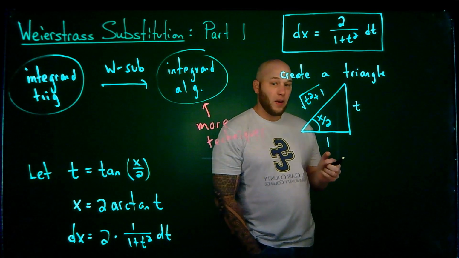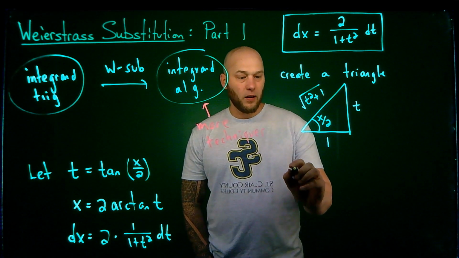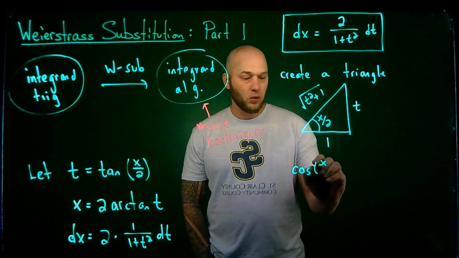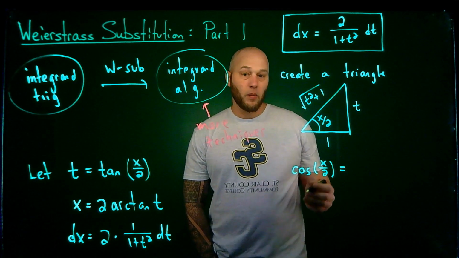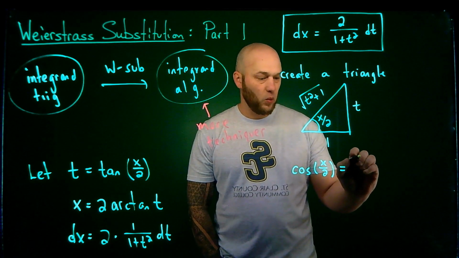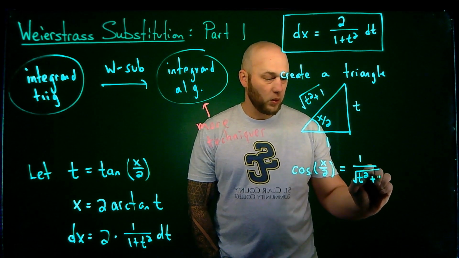Now from this I can find the sine and the cosine of x over 2. In particular, I can find that the cosine of x over 2 is, remember cosine is adjacent over the hypotenuse, so this would be 1 over the square root of t squared plus 1.